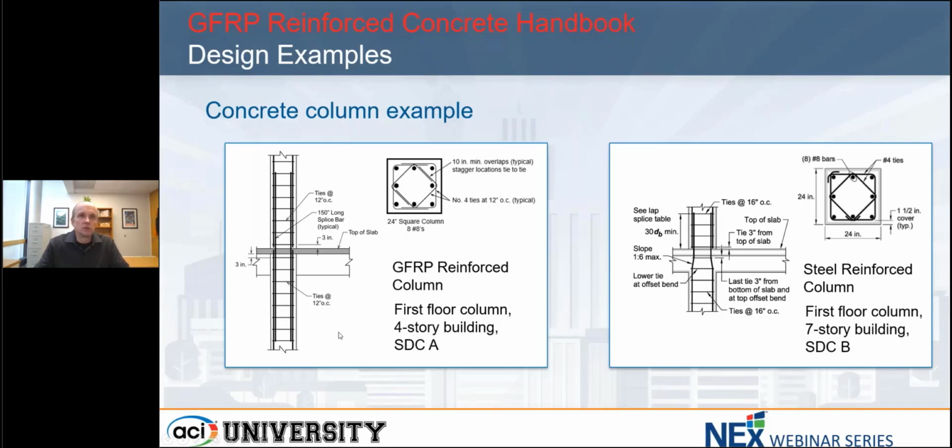And this is really getting to what's practical with GFRP. There are practical limitations with what you can do with a GFRP reinforced column, so those are highlighted here.